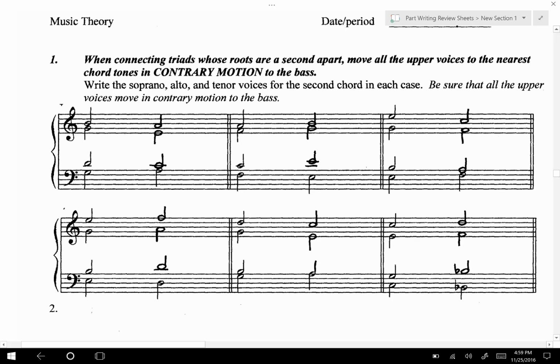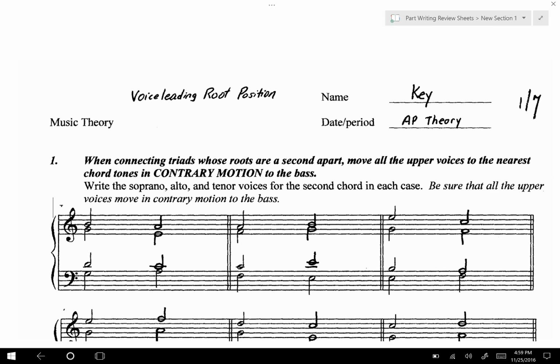Hi AP. Okay, so let's take out our voice leading root position review sheets. This is the 7-page packet. And let's look at number 1, okay? The rule is in bold print, okay?